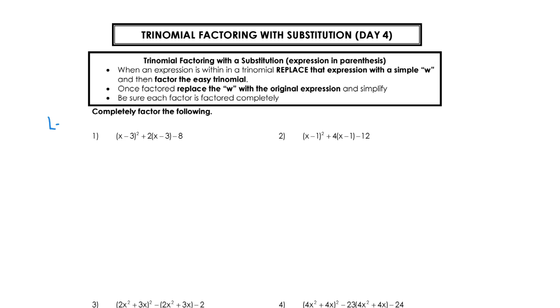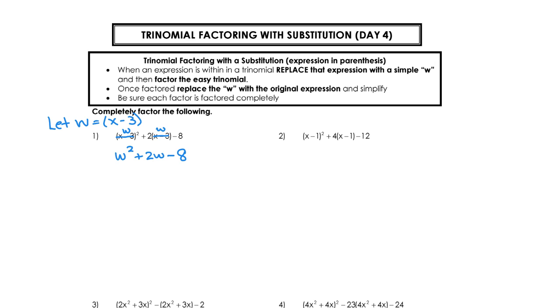So we're going to say let w, it could be any variable, equal x minus 3. So what's going to happen is that this x minus 3 is going to become a w. This x minus 3 is going to become a w. And what happens is now if I rewrite it, it's going to be w squared plus 2w minus 8. And that's a nice, easy trinomial.